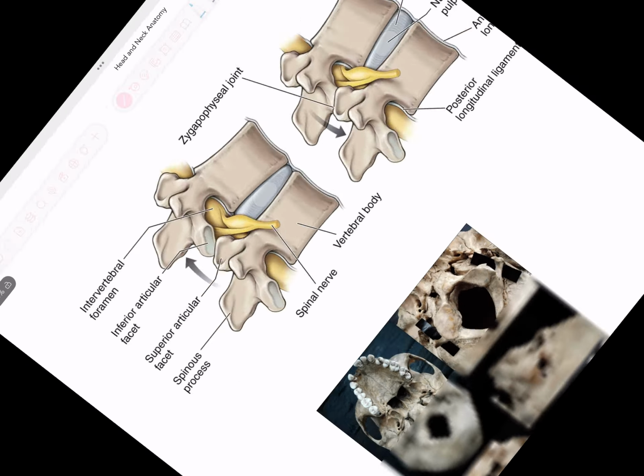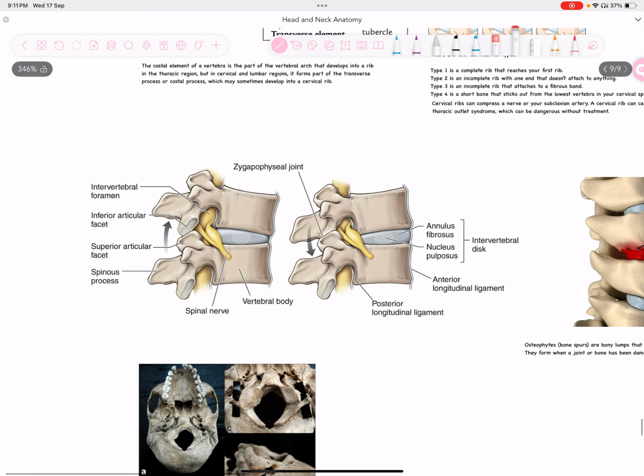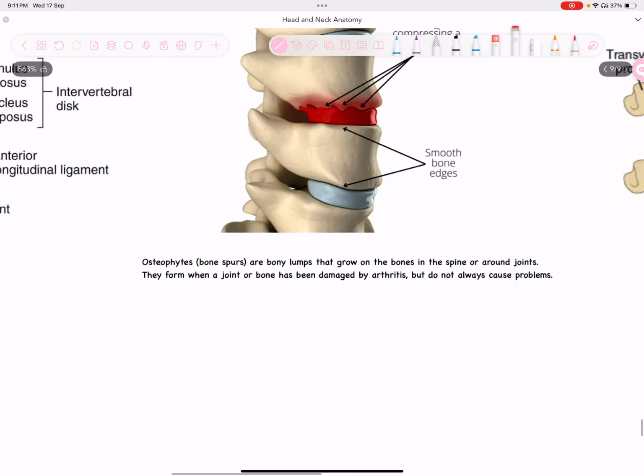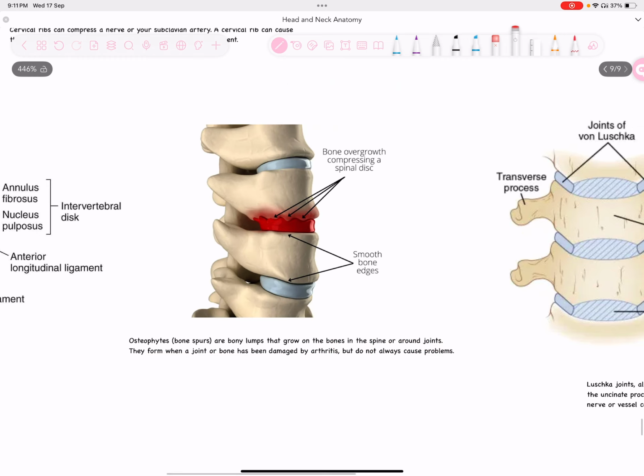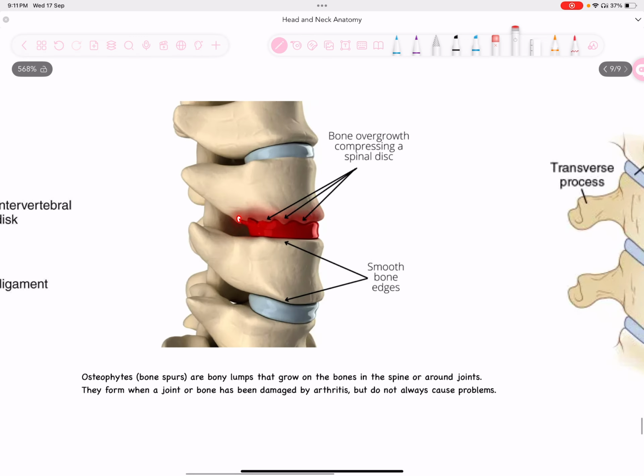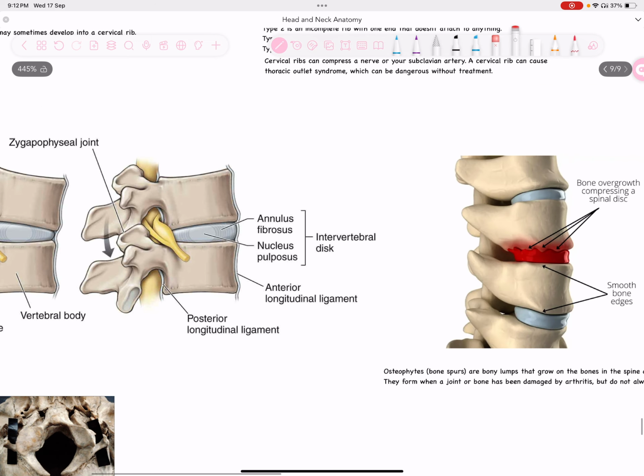What are osteophytes? Osteophytes are basically spurs of the bone. So they're basically bone spurs or bony lumps that grow on the bones in the spine or around the joints. They form when a joint or bone has been damaged by arthritis, but do not always cause problems. But they can also mostly cause problems. So these are the spurs, which are basically osteophytes. Bone overgrowth compressing a spinal disc. It should be smooth, but no, there are spurs or osteophytes.